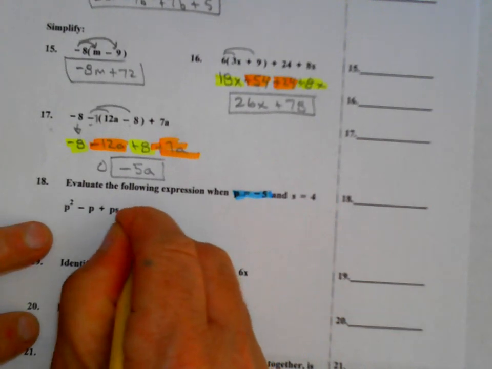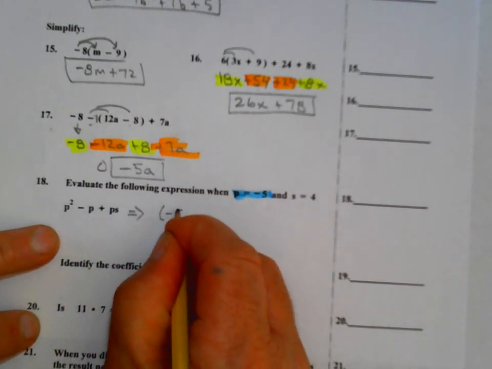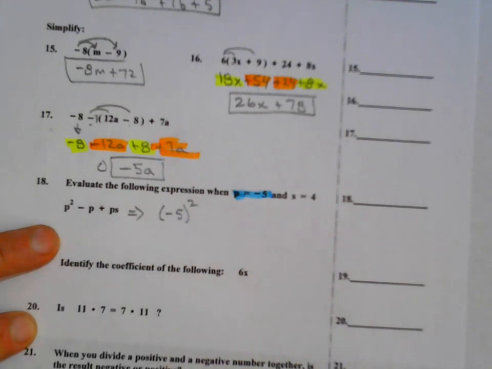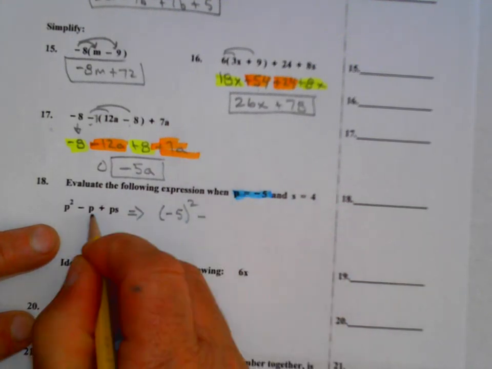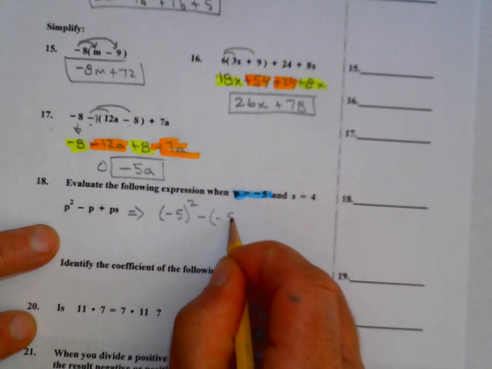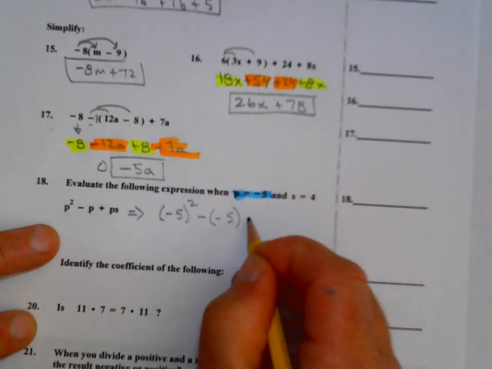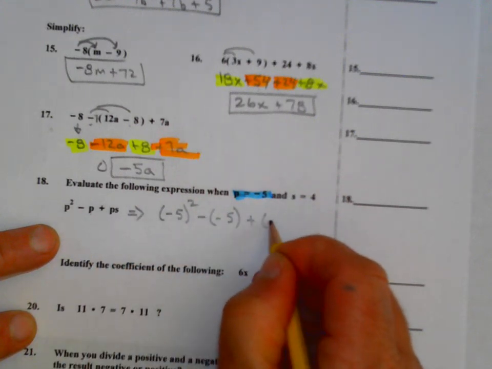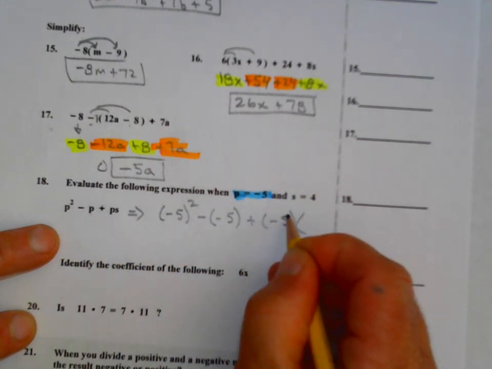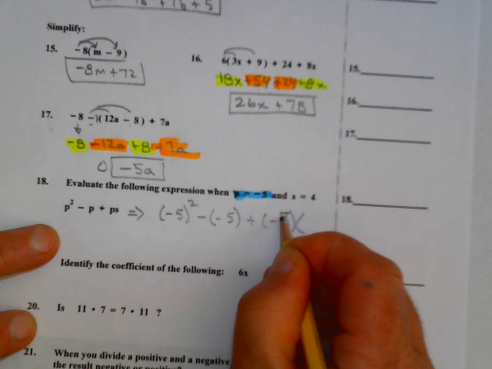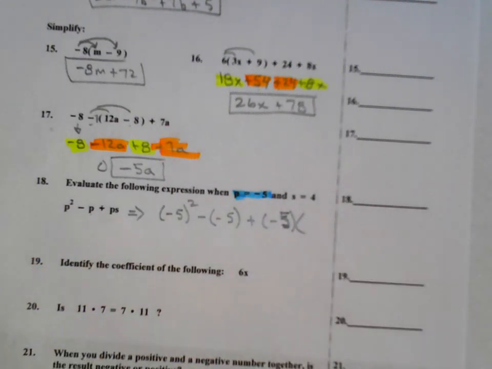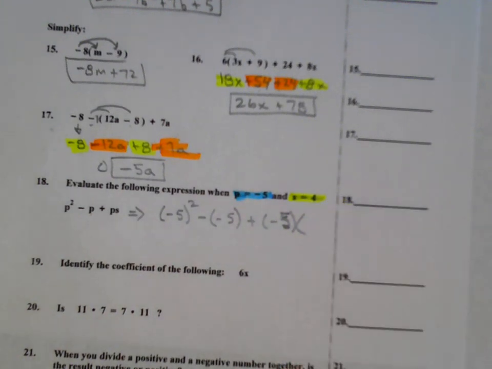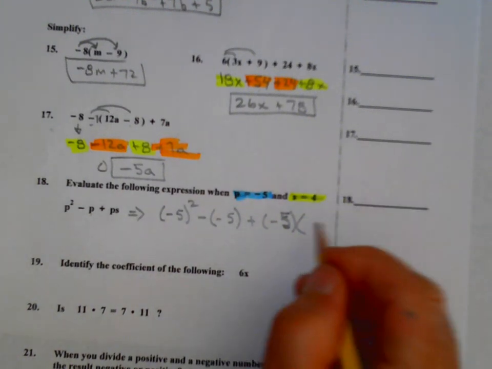Notice I'm going to use parentheses and make sure I keep all operations attached to that P. Minus, and I'm subtracting another P. Again, parentheses. Plus, this means P times S. P is negative 5. And notice my S, they told me, is 4. So I can substitute that known quantity in for S.